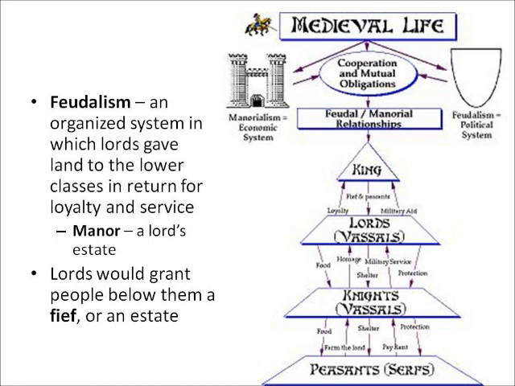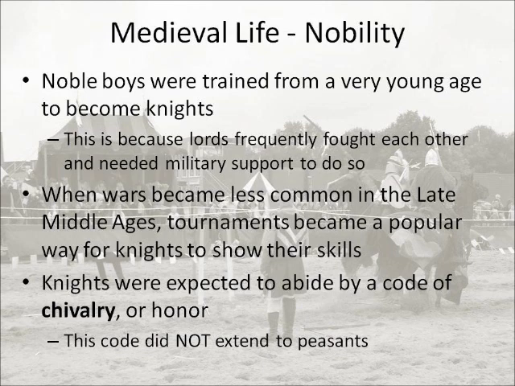And that land that they give to the people below them is known as a fief or an estate. And again, just like what the king gives to the lord, it could be a very small piece of land or it could be a very large piece of land. Now, kings and lords received their titles from inheritance typically. If a father died, he passed his land or his fief on to his son.